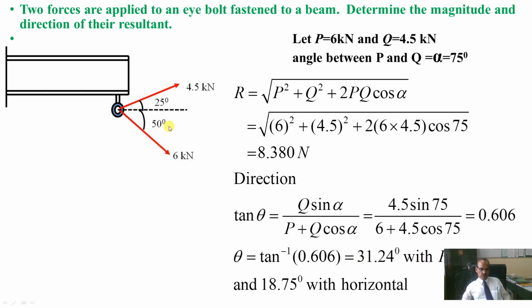So suppose the resultant is like this. This angle will be how much? 31.24. The total angle is 50 with respect to the x-axis. So from 50, if you deduct 31.24, you will get the angle made by the resultant with the horizontal as 18.75. So the resultant will be like this, and this will be the angle made by the resultant.